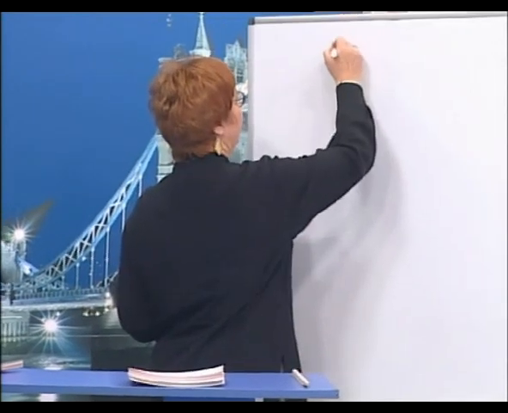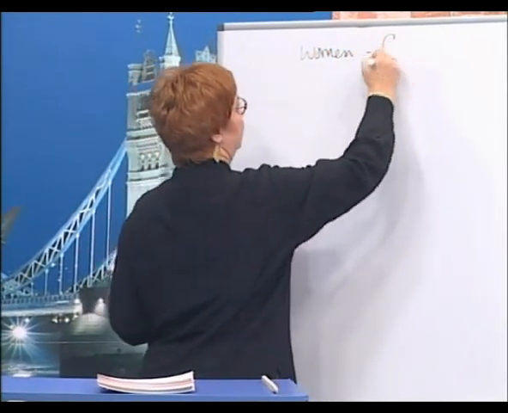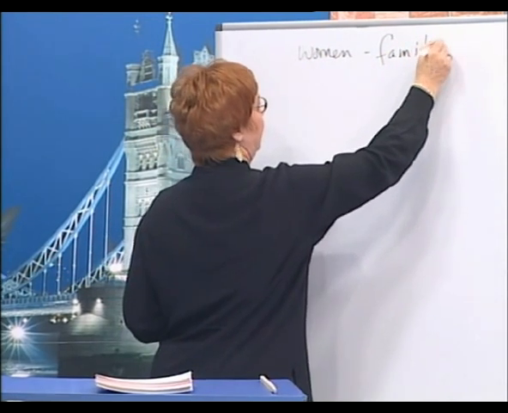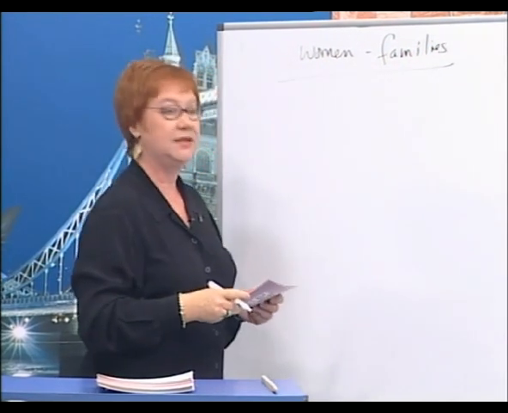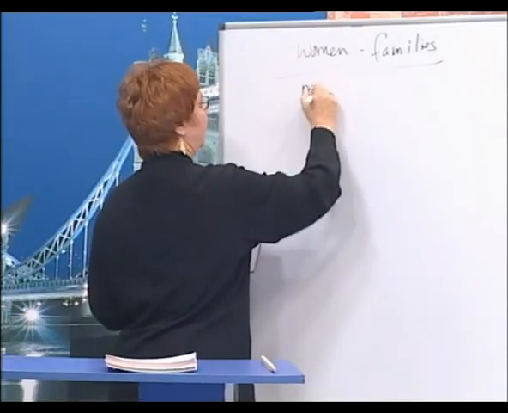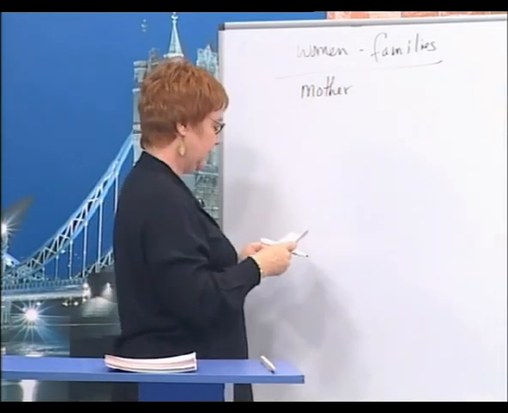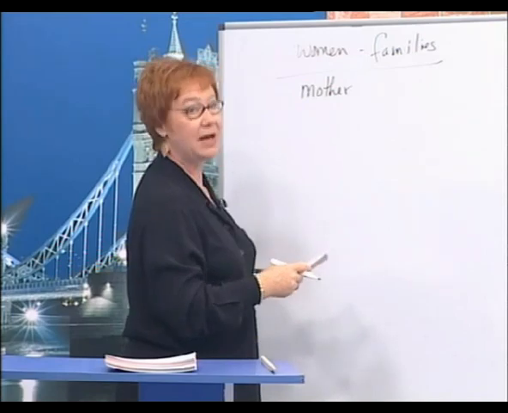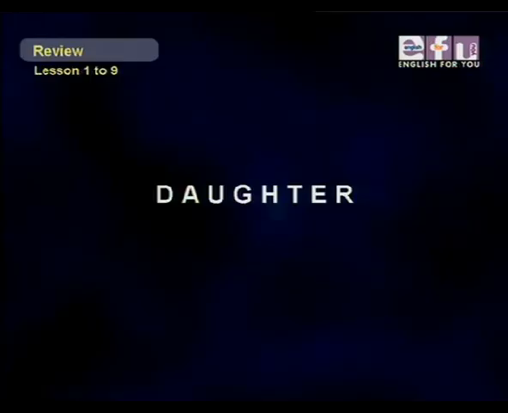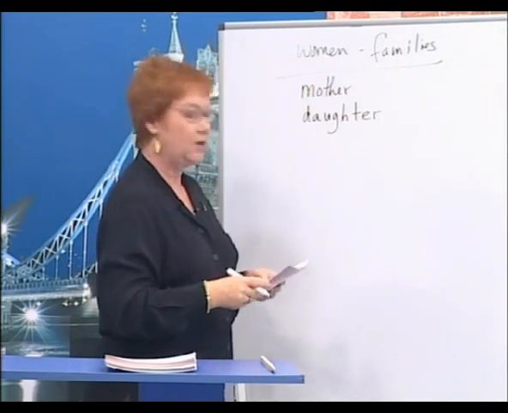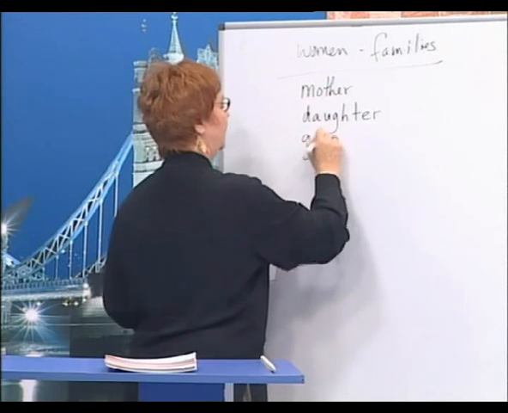Now, let's talk about our families. First, we're going to talk about the women in our families, and our assistants will help us. Now, we're going to make a list of the women in our families. Okay, let's start with Susan. Mother. Okay, mother. Isabel? Daughter. Okay, spell it. D-A-U-G-H-T-E-R. Yes, good. That's a hard one. Okay, Ali. Grandmother.